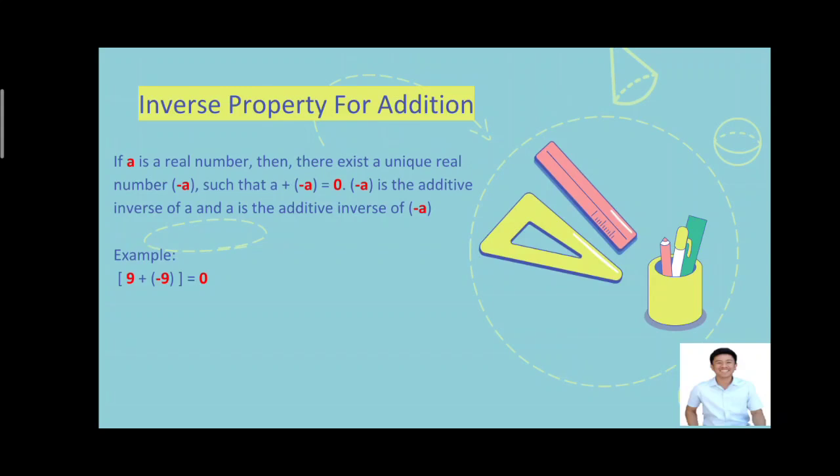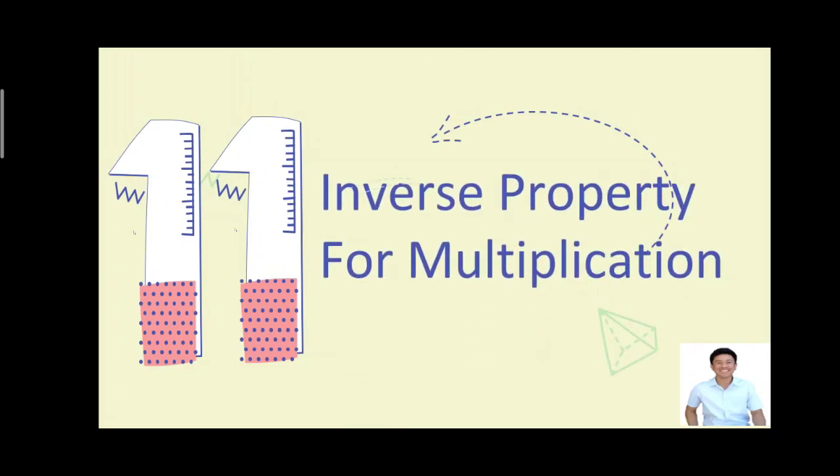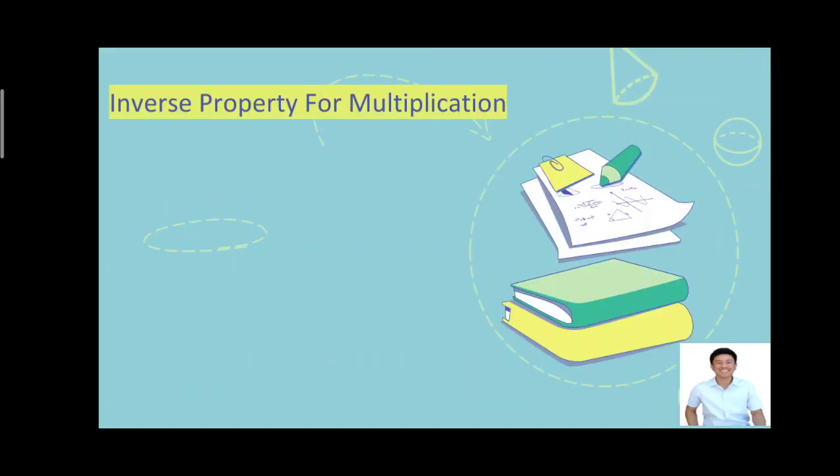So, dito sa inverse property for addition, kailangan mo lang mag-isip ng kabaliktaran ng isang number. Like, for example, meron kang positive 10. At ang inverse ng positive 10 is negative 10. So, let's proceed to number 11. So, last, inverse property for multiplication. Inverse property for multiplication. Sabi dito, if A is a real number, then there exists another real number 1 over A such that A multiplied by 1 over A is equal to 1. At ang goal natin dito is maging 1 siya.